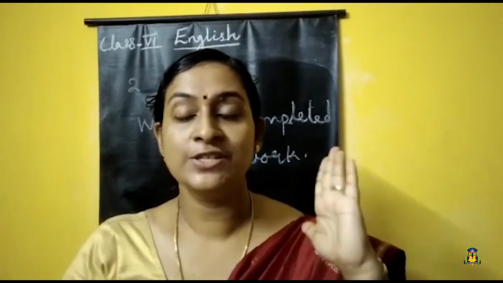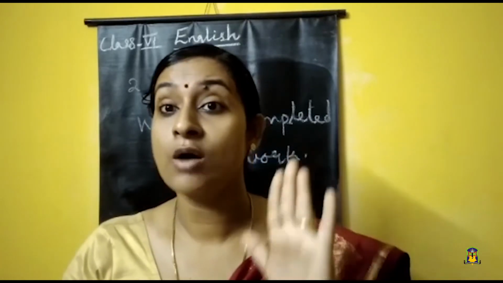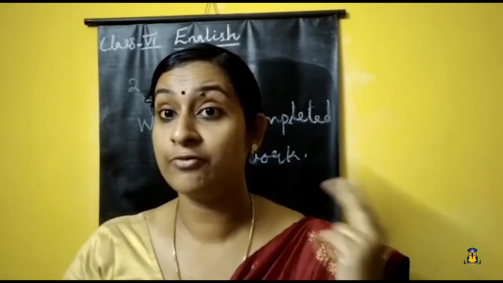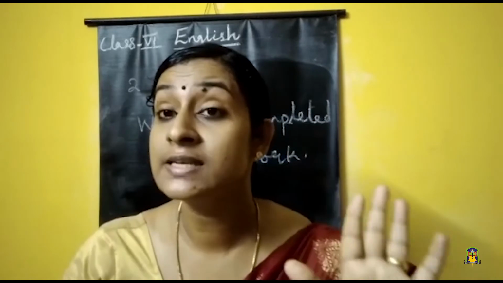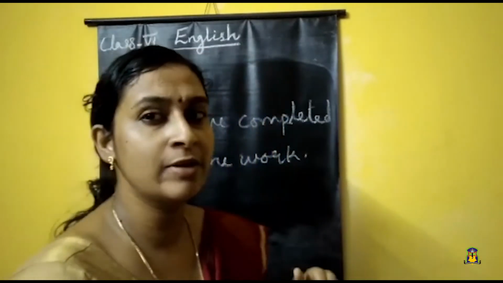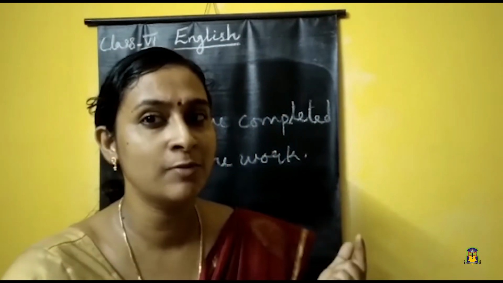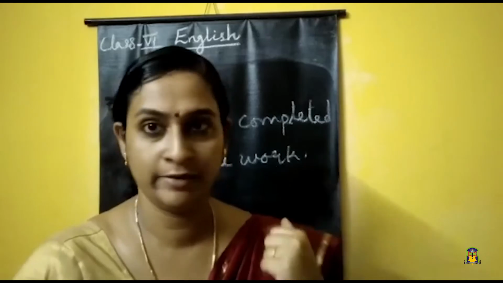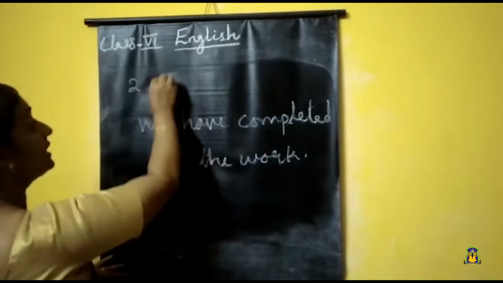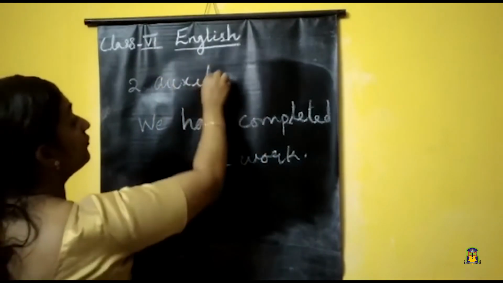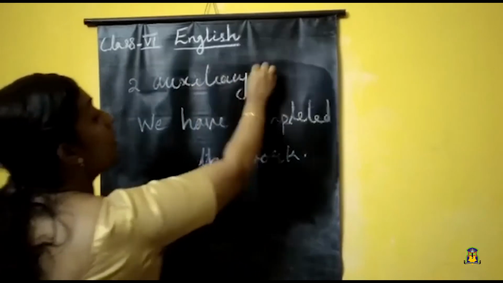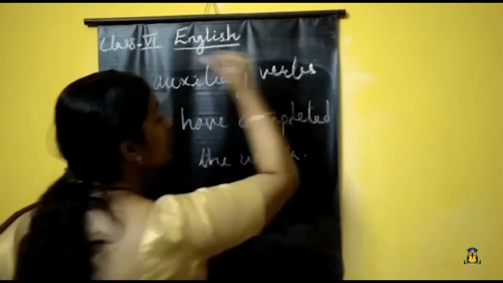Then the second use, have is used as auxiliary verb. Have forms are used as auxiliary verbs. Auxiliary verbs we learned in the last class. What do you mean by auxiliary verbs? Yeah, helping verbs. So that's the second use.